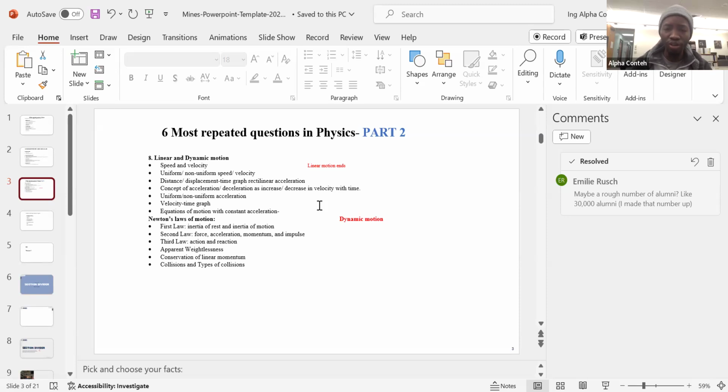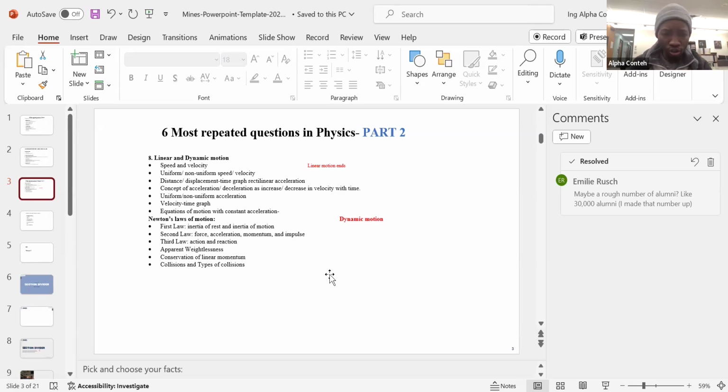So these are topics normally drawn in part 2. So it must be considered. Mostly this topic, linear and dynamic motion, is question 8 under the theory part. And if we consider the dynamic motion, some of the topics you must take into consideration under dynamic motion, we need to take note of Newton's first law of motion. You have to know the first law, the second law, the third law, and as well as the applications. You will come across basic calculations regarding Newton's first law, second law, and third law.